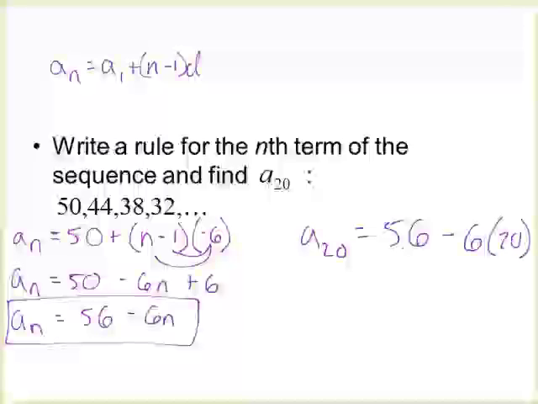Another way of doing it would be to just continue the pattern on until we get to the 20th term, but there's a lot of possibility for an arithmetic mistake in there. I mean, 20 isn't so bad, but what if I asked you for the 200th term, right? With a rule, we can just plug in any number we want for n and find that particular term. So we get negative 64. Questions?